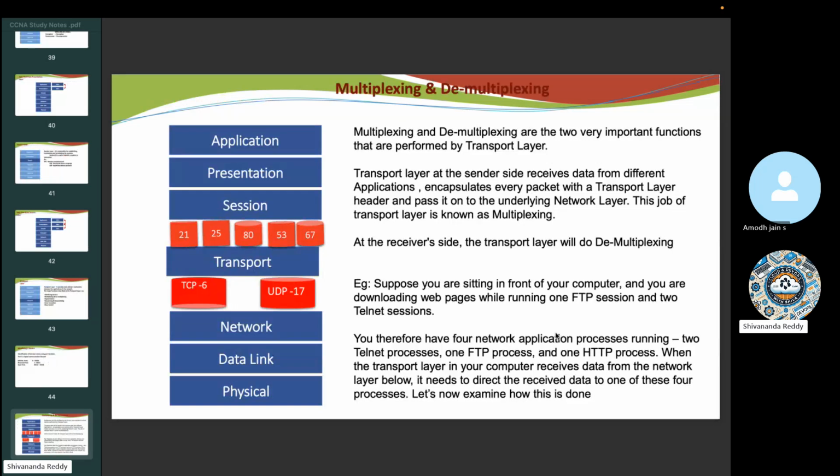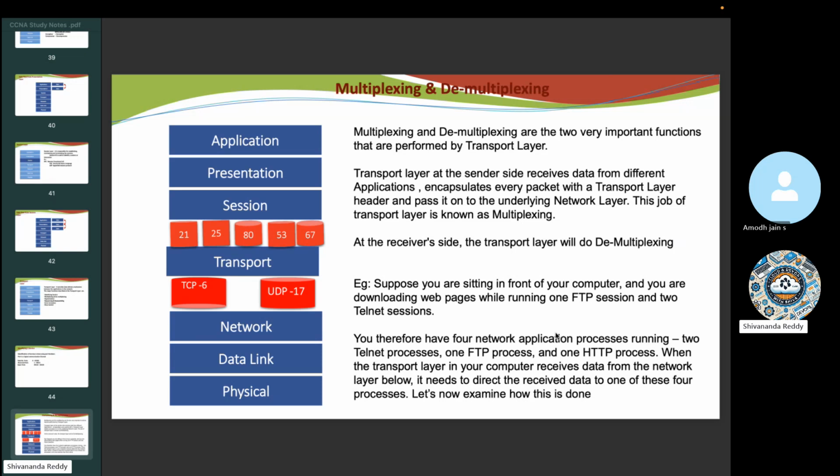Multiplexing and demultiplexing, how does it happen? They are two important functions performed by the transport layer. The transport layer at the sender side receives data from different applications, encapsulates every packet with a transport layer header and passes it on to the underlying network layer. This job of the transport layer is known as multiplexing. At the receiver side, the transport layer does demultiplexing. For example, suppose you are sitting in front of your computer downloading web pages while running one FTP session and two telnet sessions. You therefore have four network application processes running: two telnet processes, one FTP process and one HTTP process.